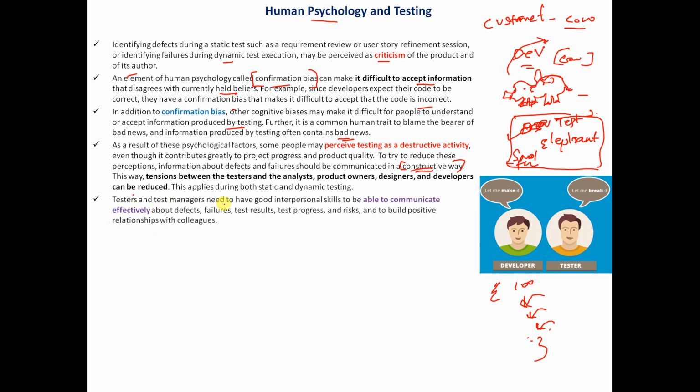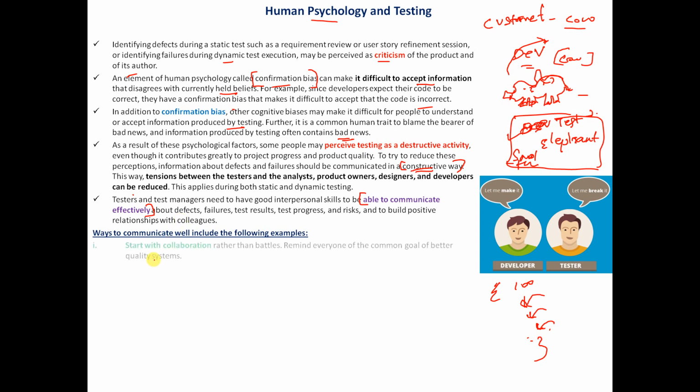Testers and test managers need good interpersonal skills to be able to communicate effectively about defects, failures, everything. This is an important point. You should learn how to talk in a constructive way, how to communicate effectively when you are dealing with failures and all. So what are the ways? What are all those?